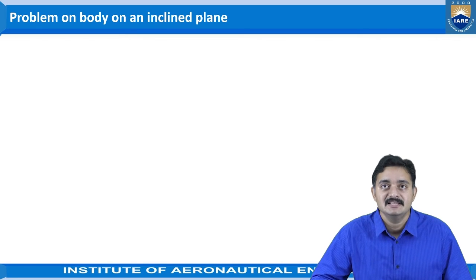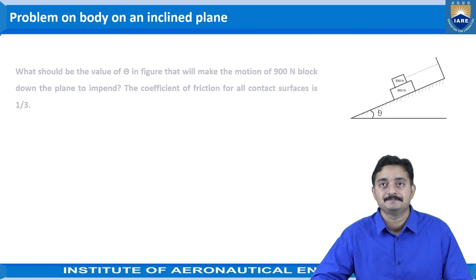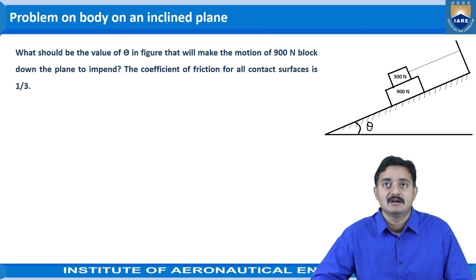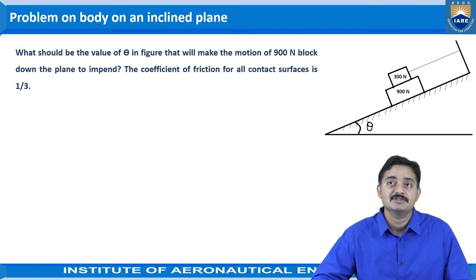Now let us see the problem on an inclined plane. The problem given is: what should be the value of theta in the figure that will make the motion of the 900 Newton block down the plane impend? The coefficient of friction for all contact surfaces is 1 by 3. So here, as in the previous problem, the upper block is tied to a wall or any support and the lower block is free.